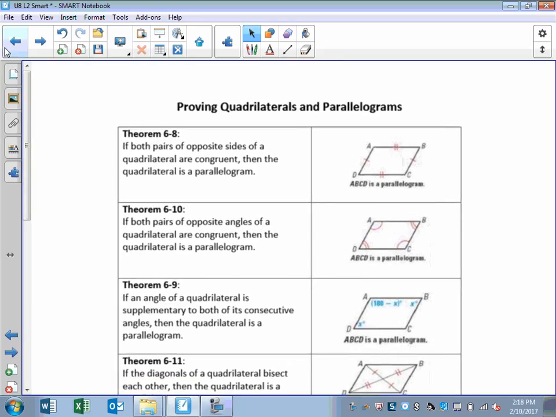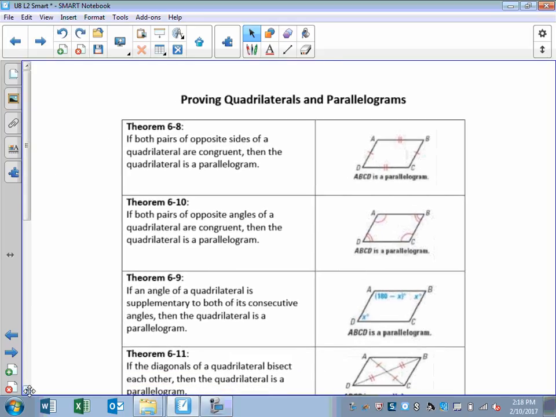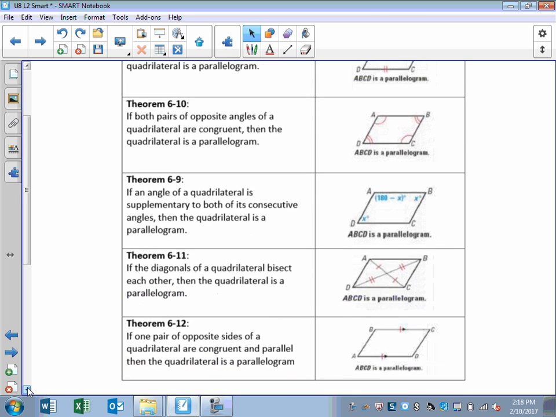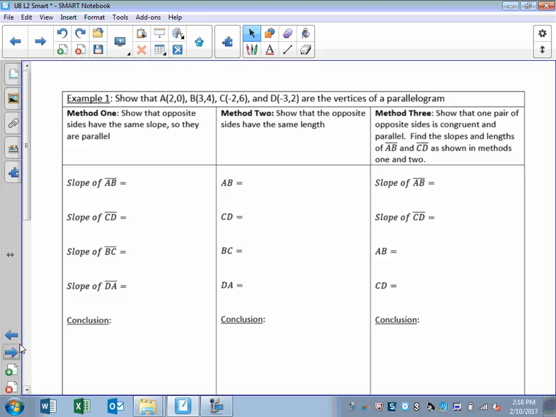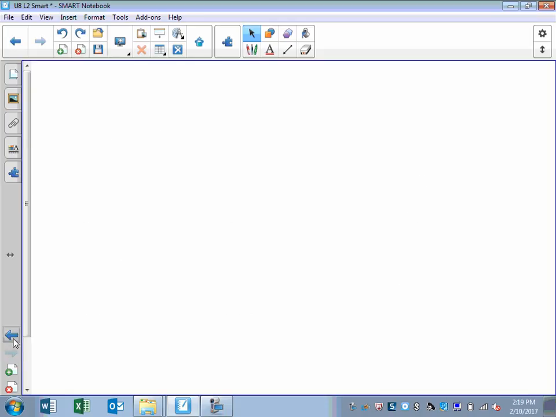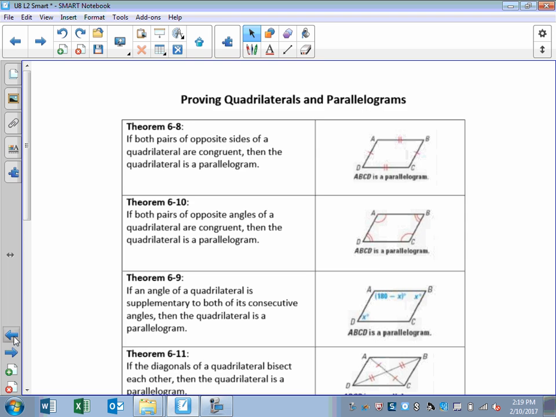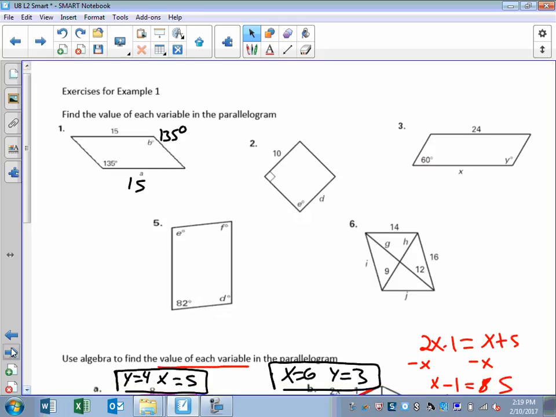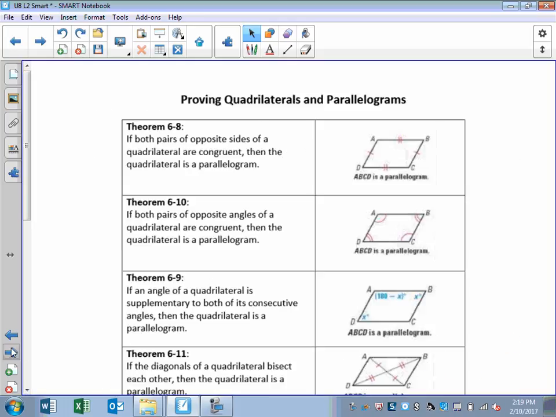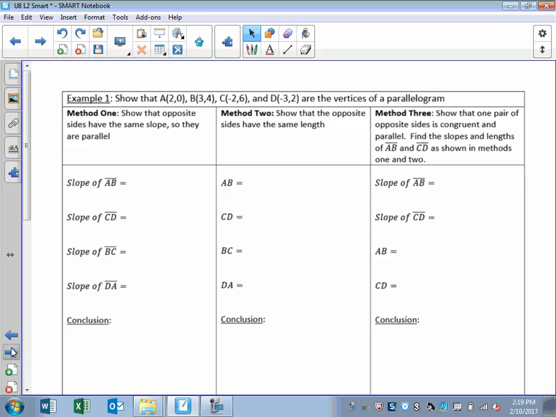Oh, no. Did they skip the proof for you guys? Okay, this set of notes doesn't have the proof on it, so I'll do that in class. So don't worry about that. Then you have the theorems that prove quadrilaterals are parallelograms, so take a look at that. And then I'll do one last set of examples for you guys.